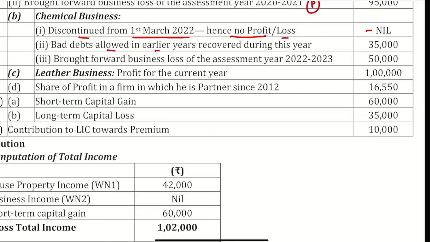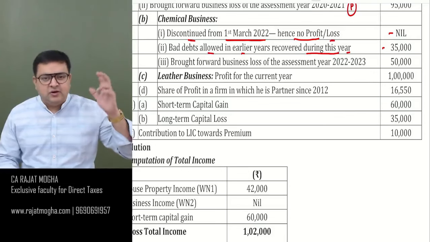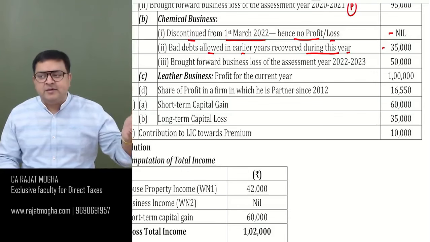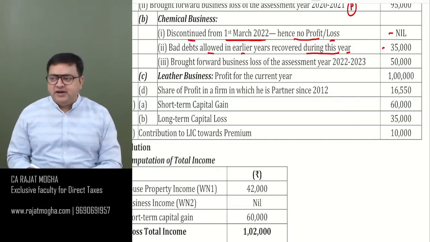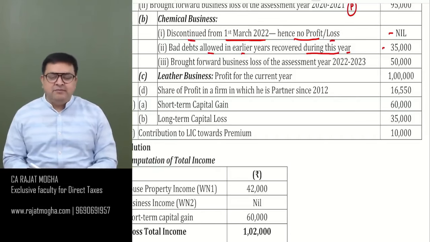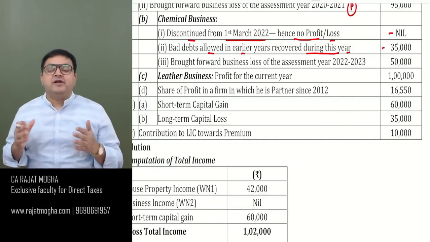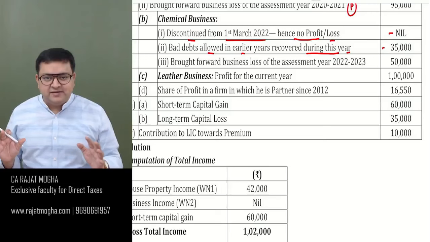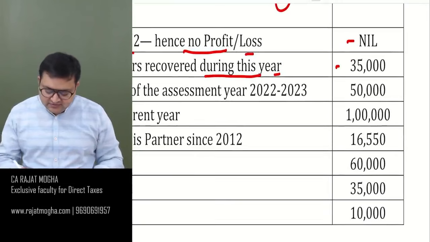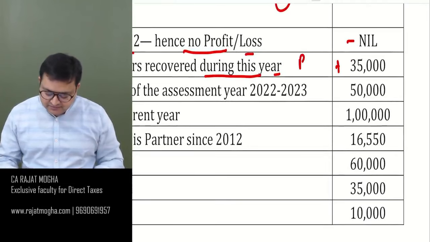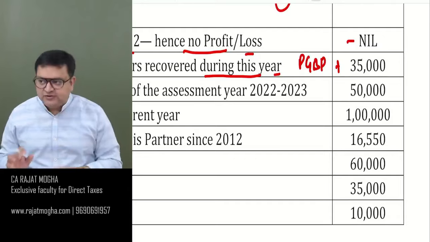Bad debts allowed earlier years recovered during this year, 35,000 rupees. Guys, what is this? Bad debts recovery. So there is an old business, we have shut it down 2 years back, but this year we have recovered some bad debts. What is it? Is it a PGBP income or not now? So whenever we recover bad debts, it becomes our PGBP income, deemed PGBP income of the year in which we have recovered our bad debts. Everybody is okay with this, right? So it becomes our PGBP income. So now this is our PGBP income of current year, 35,000. Okay.